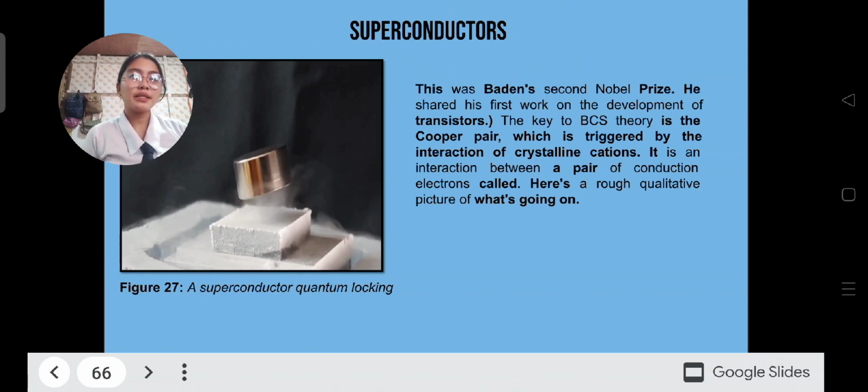The key to BCS theory is the Cooper pair, which is triggered by the interaction with the crystalline cations. It is an interaction between a pair of conduction electrons, and here's a rough qualitative picture of what's going on.